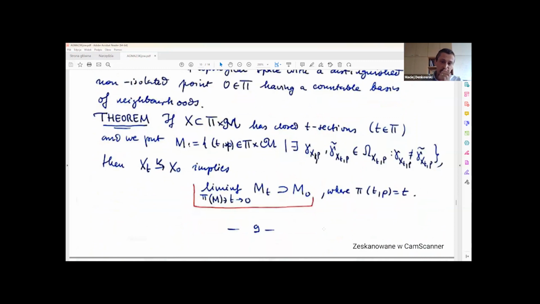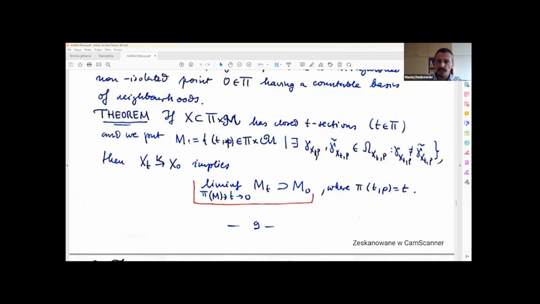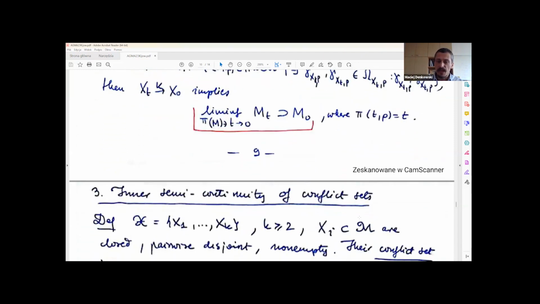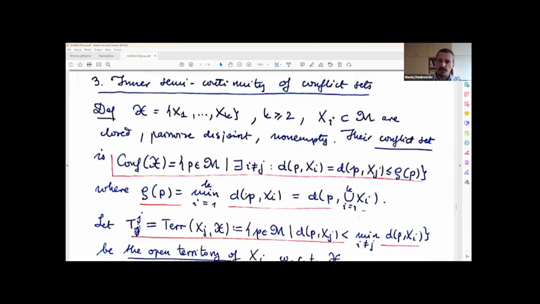So the main theorem is what we have here. If we have a family of closed sets parameterized by T, and this family is continuous in the sense that xt converges to x0 in the Kuratowski sense, and we introduce this M, which is just the set whose sections are the medial axis of xt, then we have exactly the same inner semi-continuity. Exactly the same statement. So now we are ready to pass to the conflict sets.